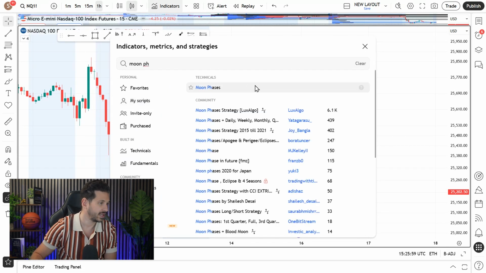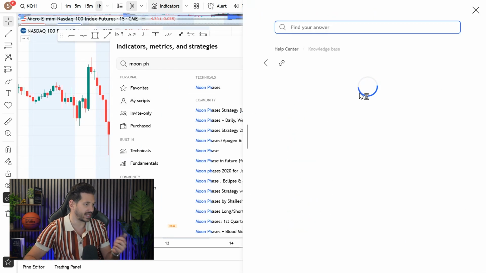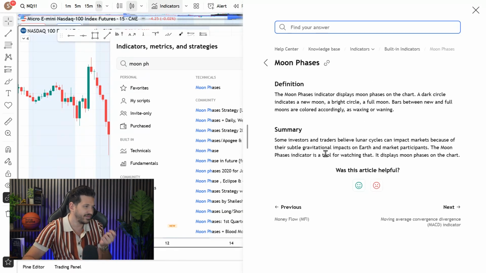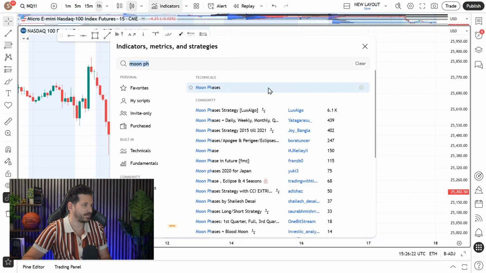There it is. And just to have a quick rundown and understand exactly what it's doing. The moon phases indicator displays moon phases on the chart. A dark circle indicates a new moon, a bright circle a full moon. Bars between new and full moons are colored accordingly as waxing or waning. I don't know, I've never heard of that term, but okay. So basically a new moon and a full moon it tracks. So let's pop that onto the chart.